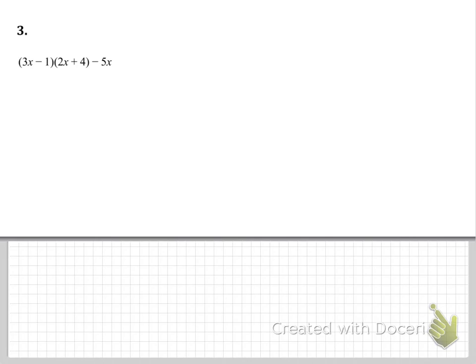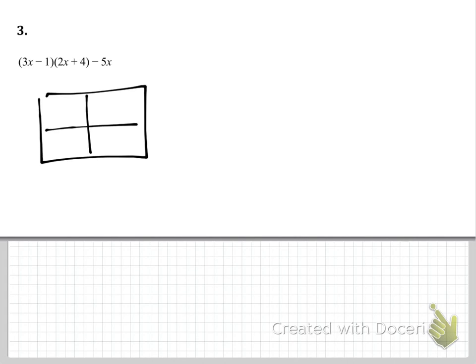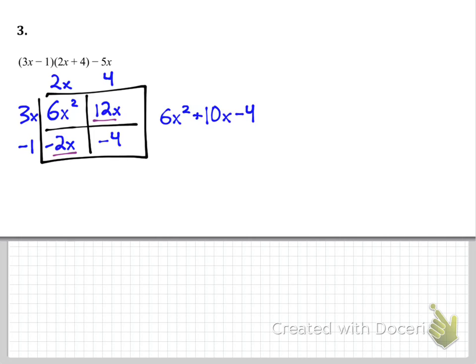All right, last problem. This is just a shade trickier. It's kind of like the 17.1 tricky problem. But notice I've got to multiply two binomials, so I'm going to have to multiply using a box, and we're going to add on or subtract out that -5x at the very end there, so we need to not forget that. So we do our box, we get 6x squared, 12x, -2x, and -4. When we combine like terms, we get 6x squared plus 10x minus 4.